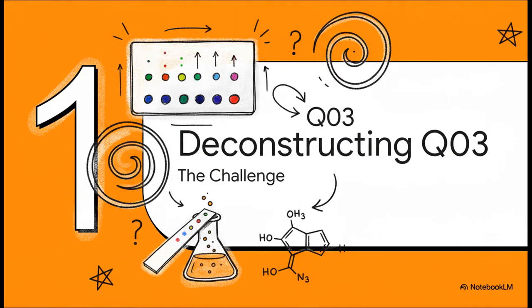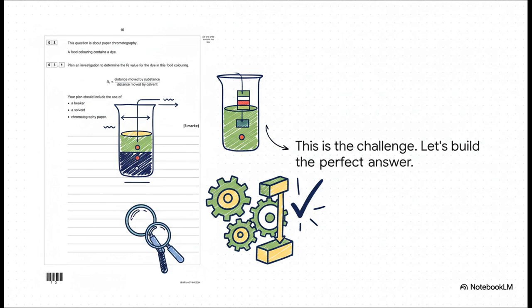Okay, first up, let's take a look at the challenge in front of us. We're going to focus entirely on question 03 from the AQA GCSE Chemistry paper. So, here it is. A 6-mark question that asks us to plan a full investigation to find the RF value of a dye. Now, I know it might look a little intimidating, but trust me, it's really just a sequence of logical steps. So let's get right into it and start building our perfect answer.